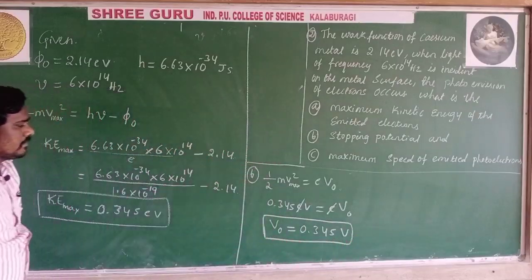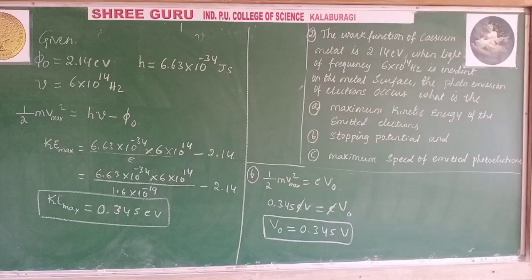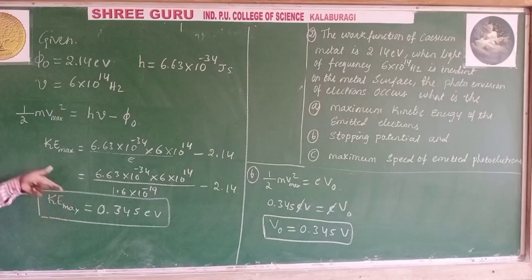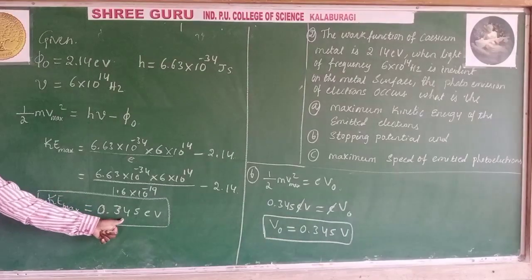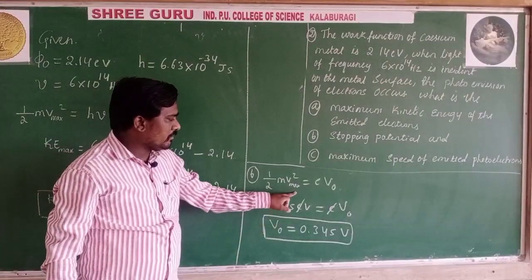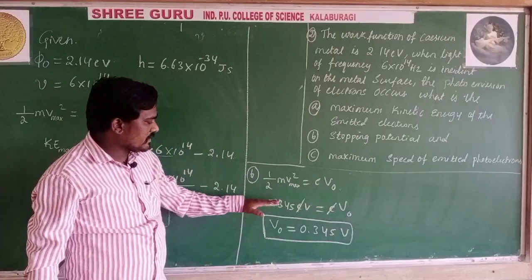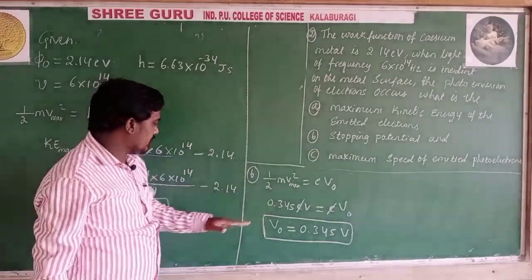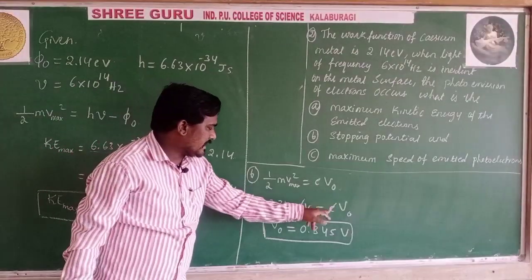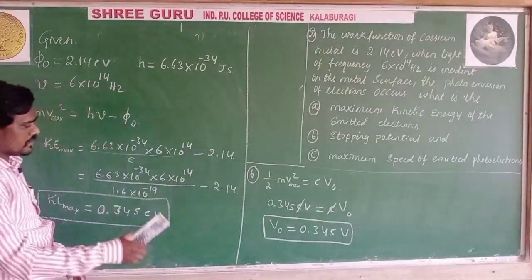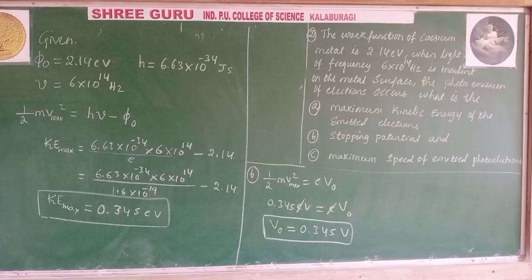This much of potential we required. Half mv square is nothing but the maximum kinetic energy. From the first bit we got the value, that is 0.345 electron volt, and half mv square is nothing but eV naught, that is the stopping potential formula. Just substitute the maximum kinetic energy answer, and the electron charge cancels out. Ultimately we are getting the stopping potential. Answer is 0.345 volt.